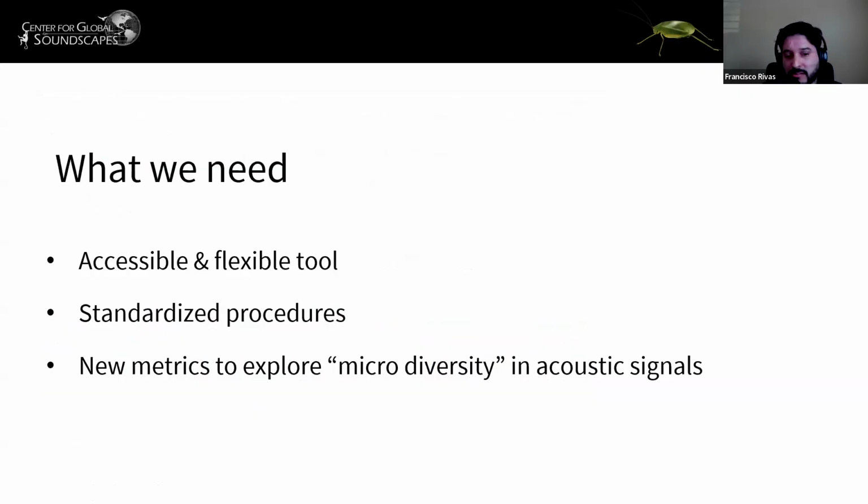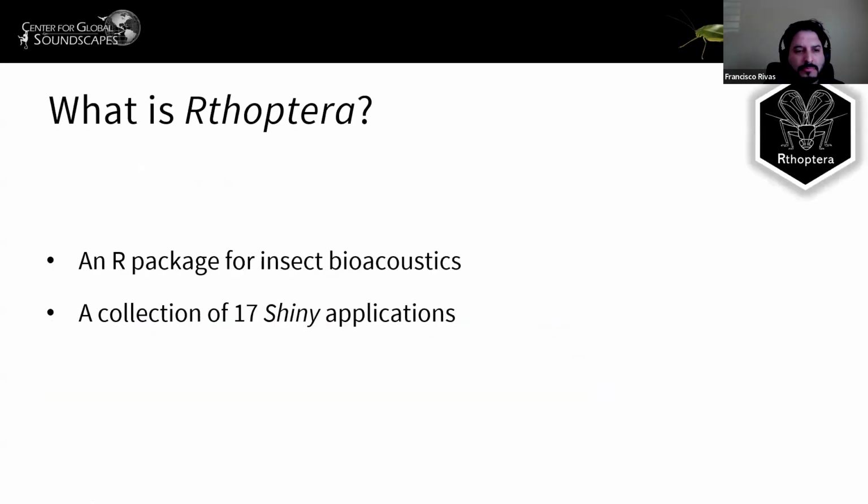So we need an accessible and flexible tool to do this job. We need to develop as a community standardized procedures, and also some metrics that allow us to explore the microdiversity in acoustic signals, for example, to identify individuals, assess the diversity in acoustic signals within a population or between populations, etc. So what is Rthoptera?